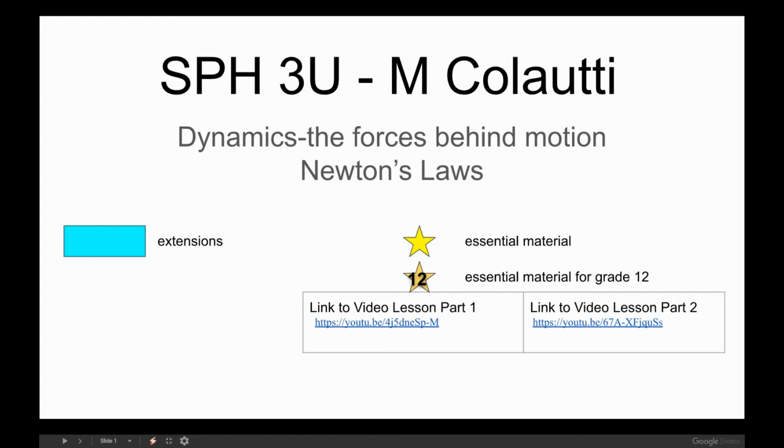We're going to start dynamics now. Kinematics simply describes the motion. Dynamics looks for the root cause, the forces behind it.